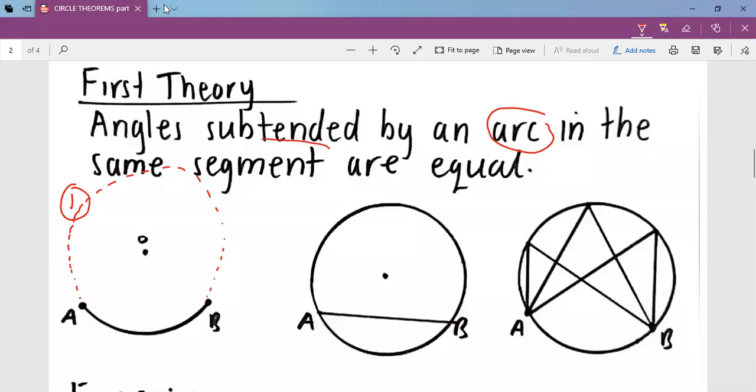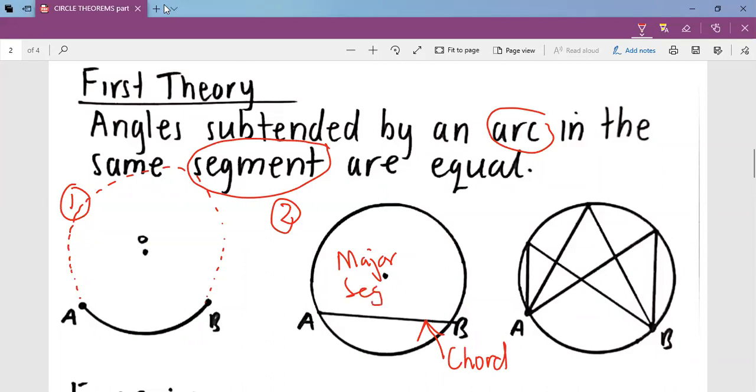A segment is a portion of a circle formed by a chord. And if you look properly, number 2 here is showing us a chord. And if this is a chord, this is our major segment, and down here is our minor segment. So a segment is like this. We have the major segment here in number 2, and we have the minor segment.